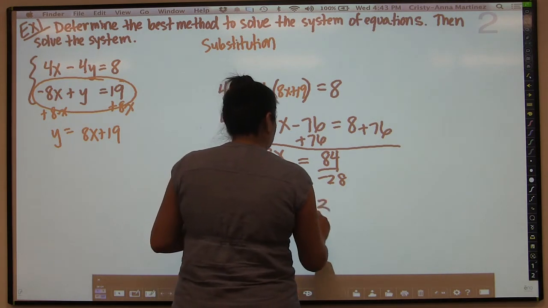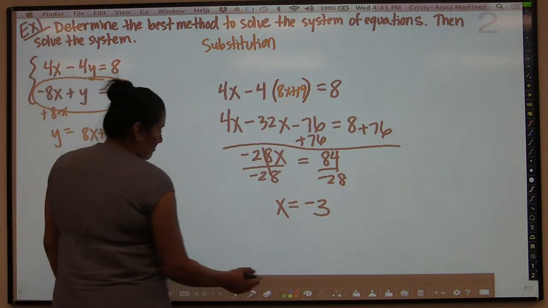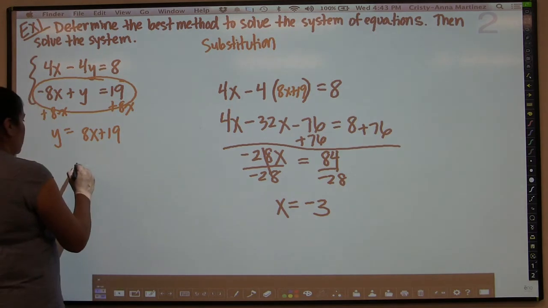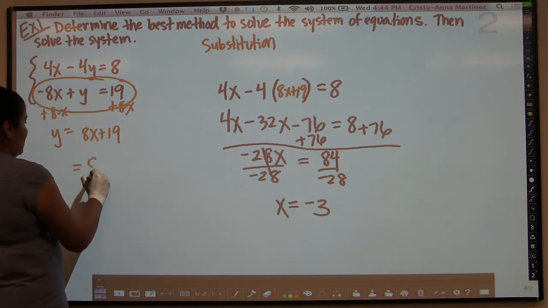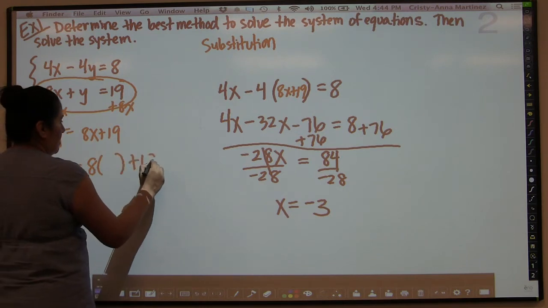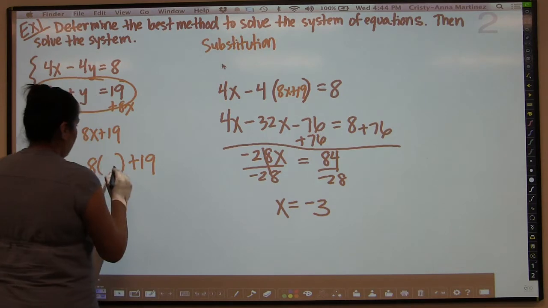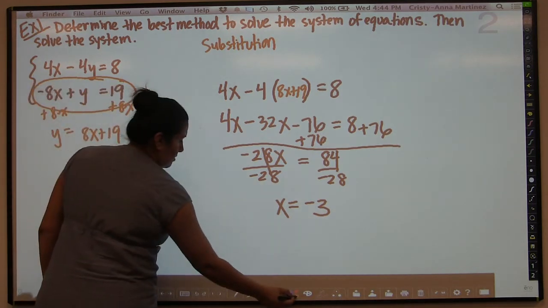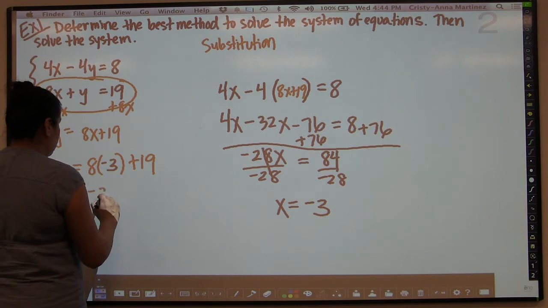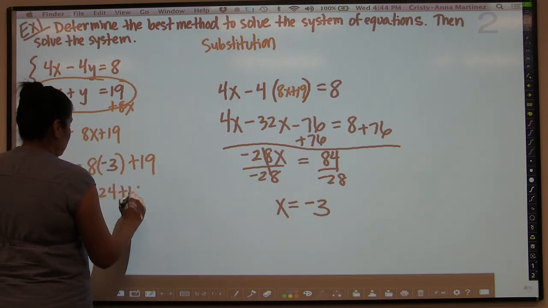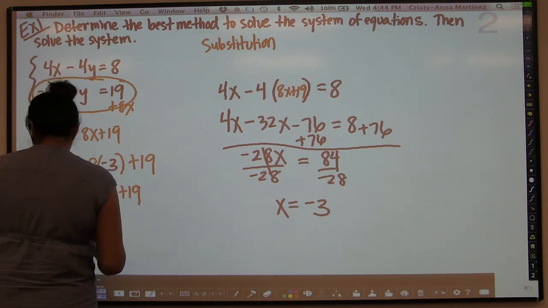And we get -3. So just like that, we have our x variable. And then to find our y variable, we're going to come back to our equation over here. We know that y equals 8x plus 19. And since we just determined that x equals negative 3, we plug that in there. And 8 times negative 3 will give us negative 24 plus 19, which will give us negative 5.